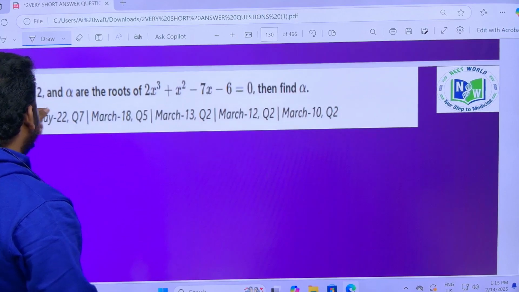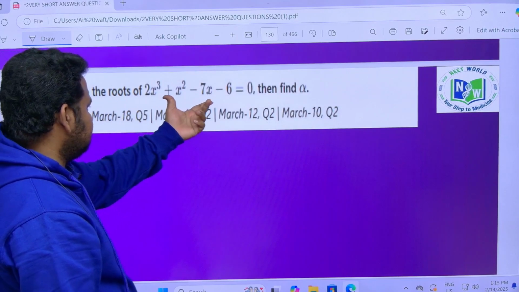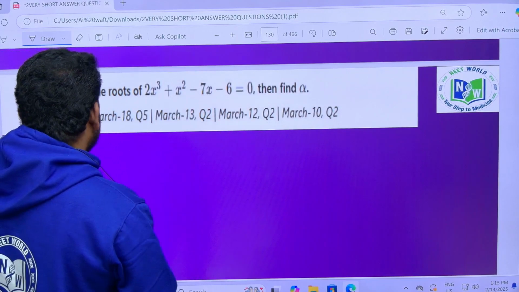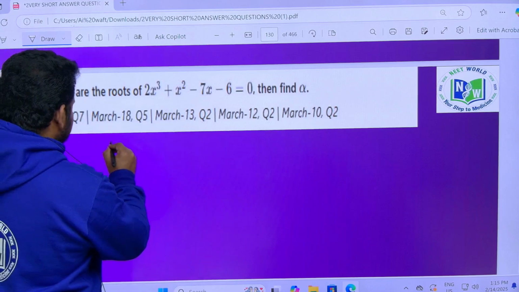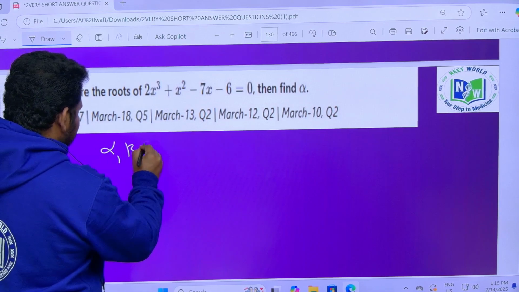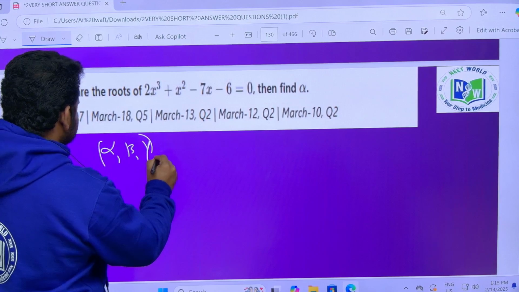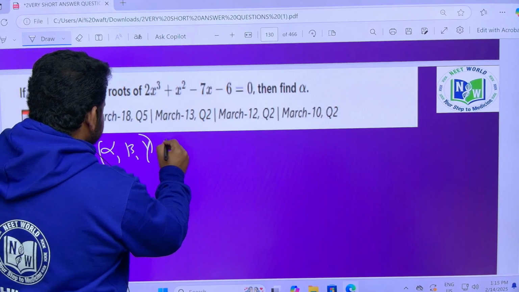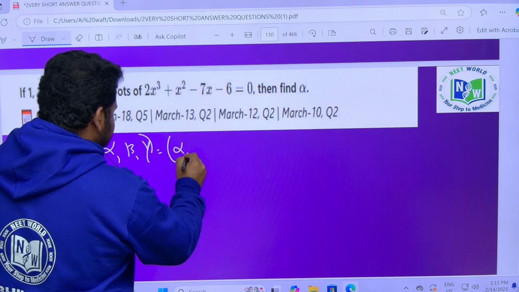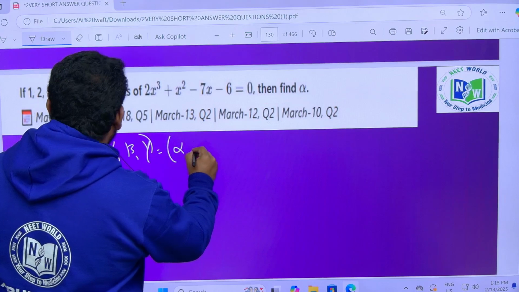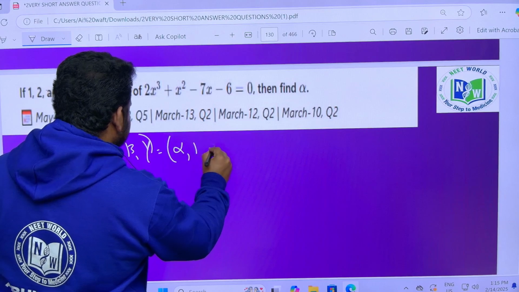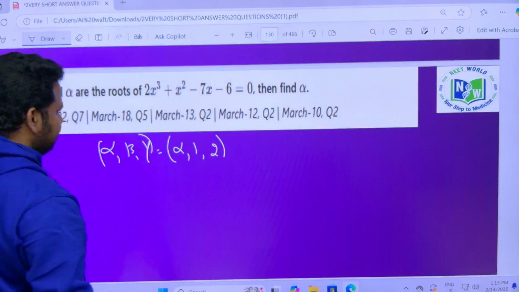They are telling 1, 2 and alpha are the roots of the equation. Okay. Find alpha, they are telling. First of all, they are given the roots. The given roots are alpha, beta, gamma. Alpha is given as alpha itself. Beta let us take as 1, and gamma let us take as 2. We have to find alpha.